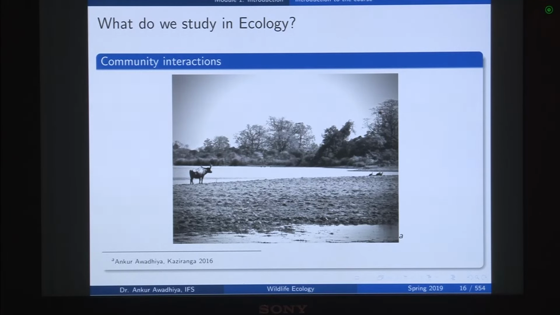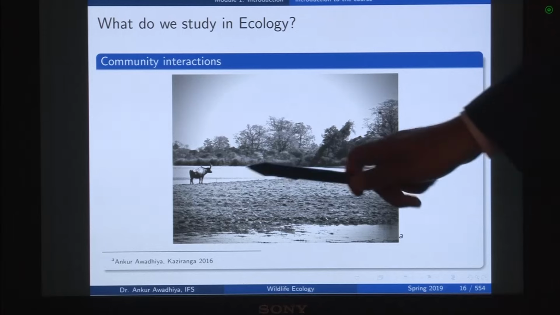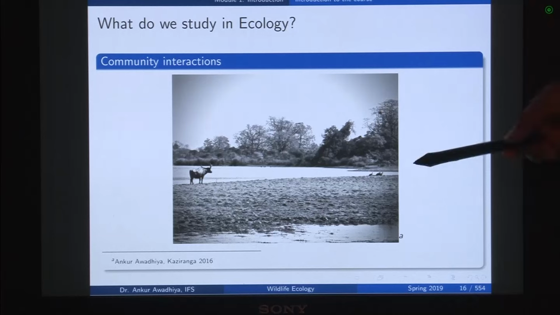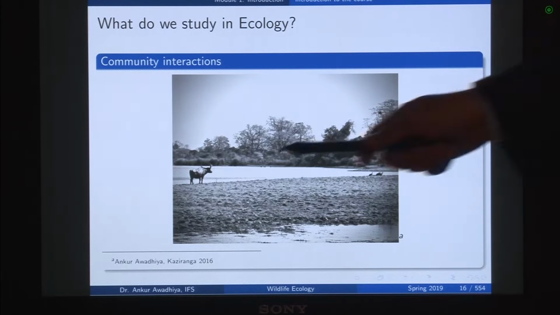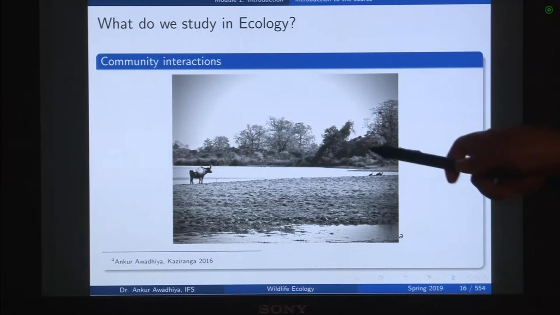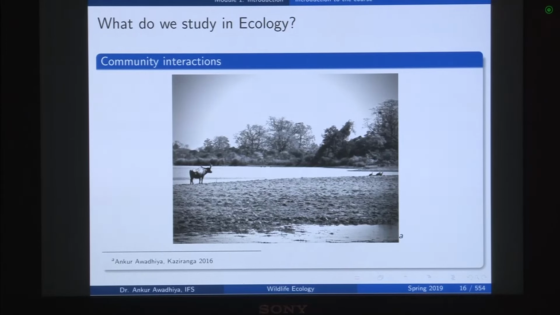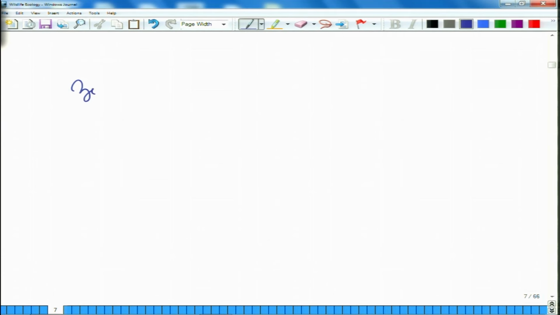So, for instance, in this image, this is from Kaziranga, we can see we have a buffalo, we have some scavengers in the form of vultures, and then we have a number of different trees here, different species. Now, community interactions means what are the kinds of interactions that are being held between say this buffalo and the scavengers, or between the buffalo and the trees and so on. So, for instance, in a number of trees we have a phenomenon that is known as zoophily.